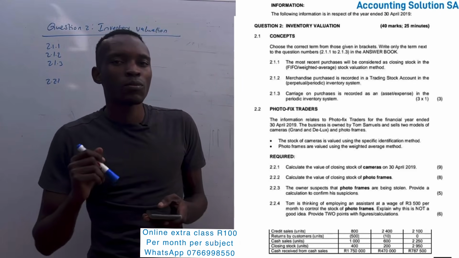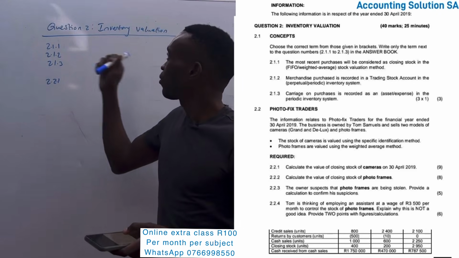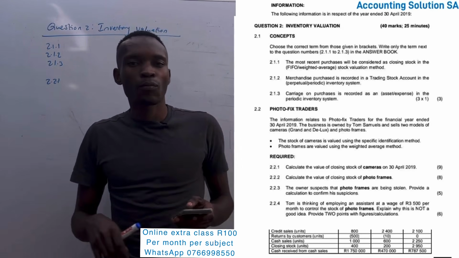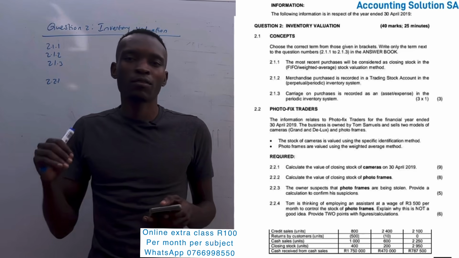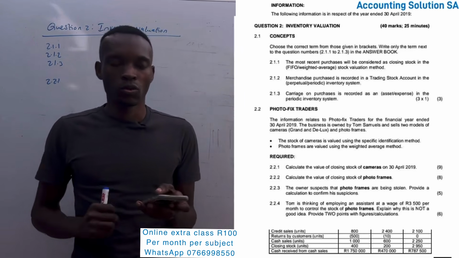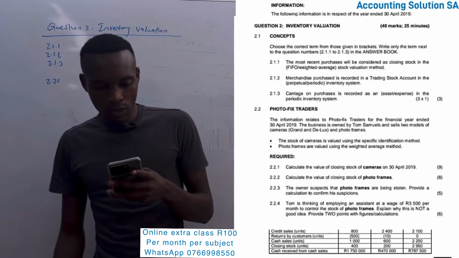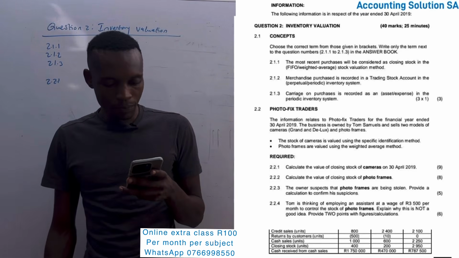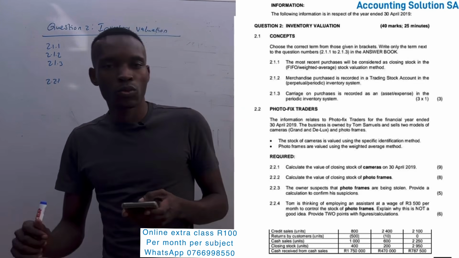We are continuing with our chapter that we started for inventory valuation. So for this video, I want to proceed with the specific identification method as well as the average method. Okay, so let's look at the question paper. I think this one is the 2019 question paper that was written around June.